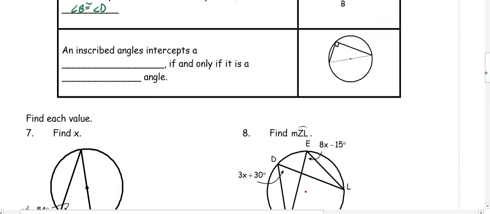Also, an inscribed angle that intercepts a semicircle, if and only if it is a right angle. And the reason that this makes sense, a semicircle is half of a circle. So if a circle is 360 degrees, half of that is 180 degrees. Well, this angle then has to be 90 because it's half of the 180 degrees. So let's use these ideas to solve for x and find some more angle and arc measures.